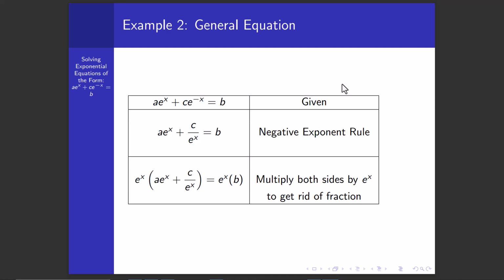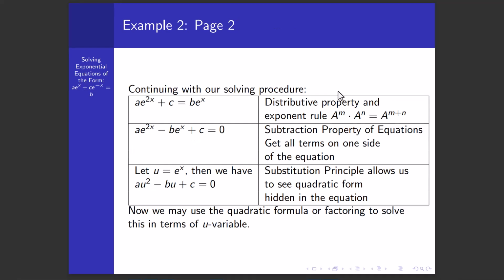Then I'm going to multiply both sides by e to the x. This will get rid of this fraction. So I have e to the x times the quantity a e to the x plus c divided by e to the x, and that's going to be equal to e to the x times b. Continuing with our solving procedure, we're going to distribute that e to the x over, and we're going to use the exponent rule for multiplying the same bases. We add the exponents. Using these rules properly, we get a times e to the 2x plus c is equal to b times e to the x.